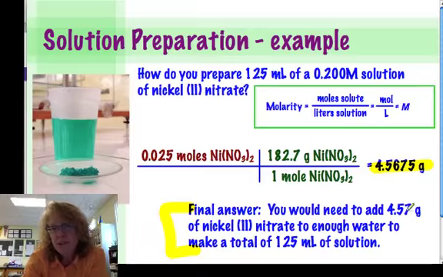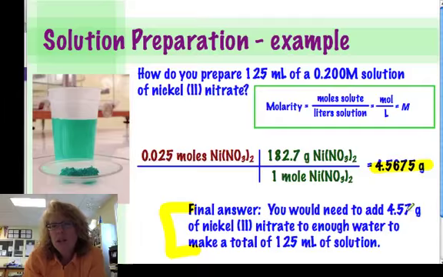But the way you would write this out, you'd say I'd need to add 4.57 grams of nickel nitrate to enough water to make a total of 125 milliliters of solution. So literally the way you do that, you get about 100 milliliters of water, put your nickel nitrate in there, dissolve it, and then bring that final volume up to 125, just a little bit of a picky thing. So there you go. Two quick applications of the molarity equation.